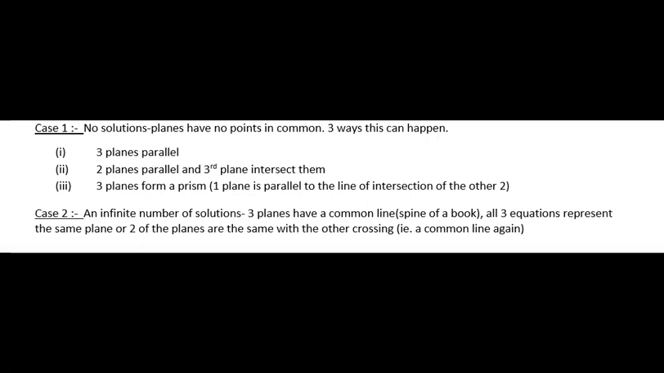And the infinite number of solutions is when the three planes have a common line, so it's the spine of the book. Next one, and this is a weird one, all three equations represent the same plane. And then the last one is two of the planes are the same with the other one crossing. So again, it's a common line.